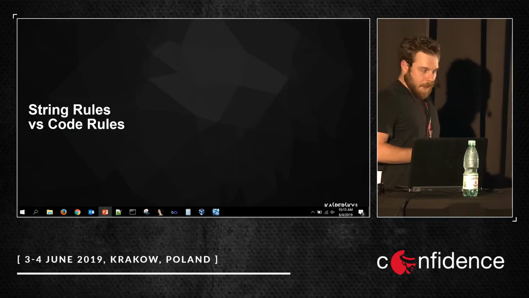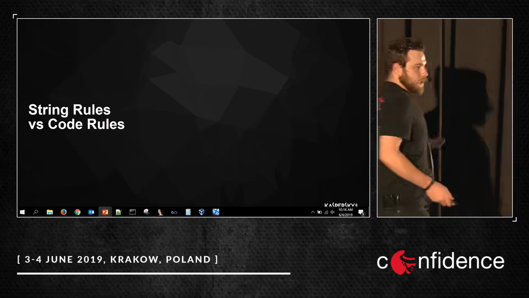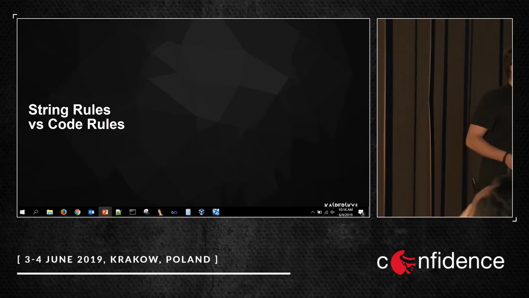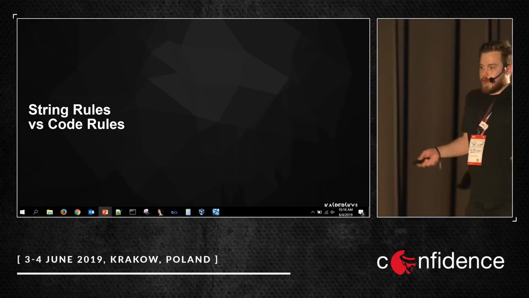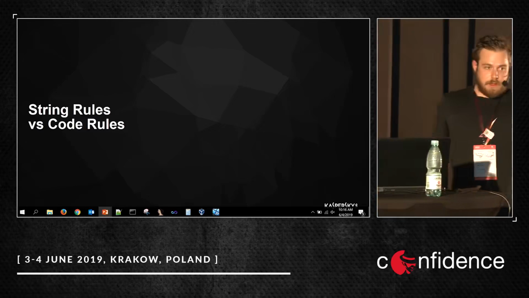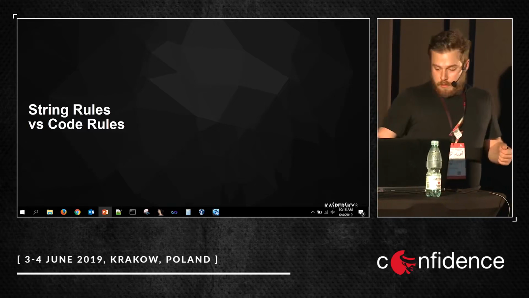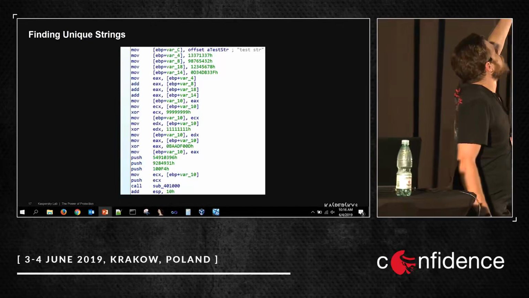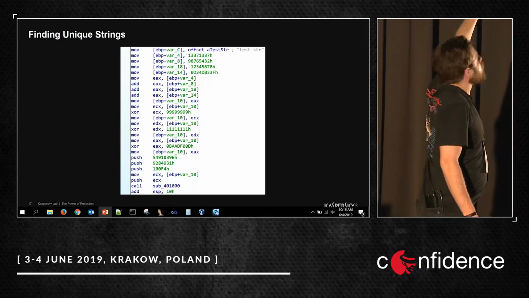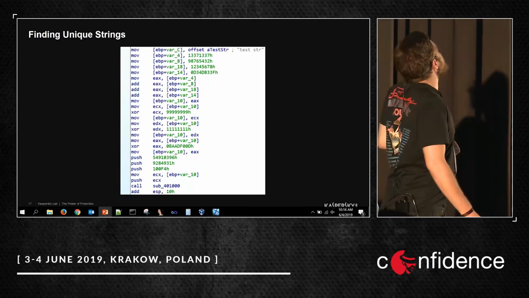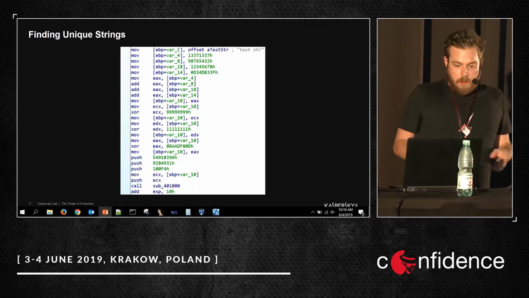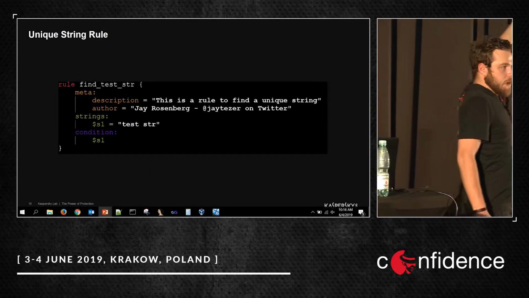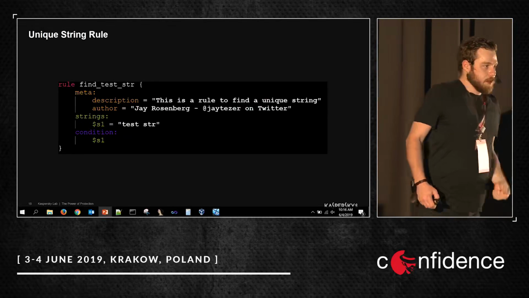I want to show you the difference between string rules that tend to stop working after a couple of generations of the same malware, and rules that are built off code. The thing about malware is the strings might disappear, but they're still using the same code base. This is just an example binary that I made, and we can see we have what can be a unique string, "test str", and we can build a YARA rule off of that. This YARA rule is going to detect if a binary has this unique string, test str.